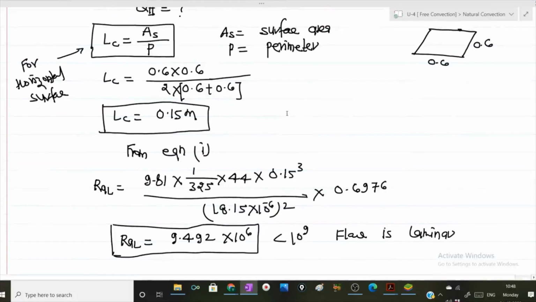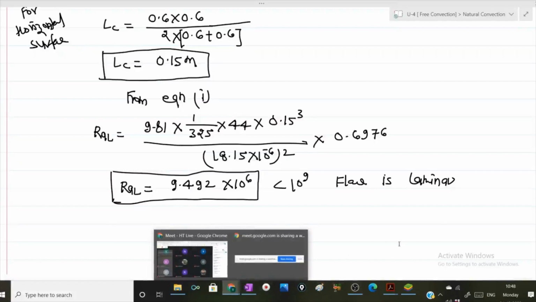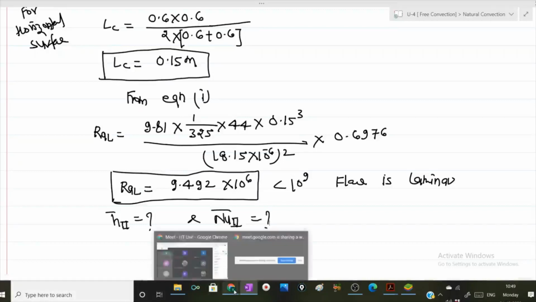Now see, this value of characteristic length Lc equal to As by P and value of Rayleigh number 9.492 into 10 to power 6 will be applicable for horizontal plate in both the cases, whether heated surface is facing up or down. Okay. Now, once again, we are supposed to calculate h bar 2 and Nu bar 2. So for that I need to refer data book once again.